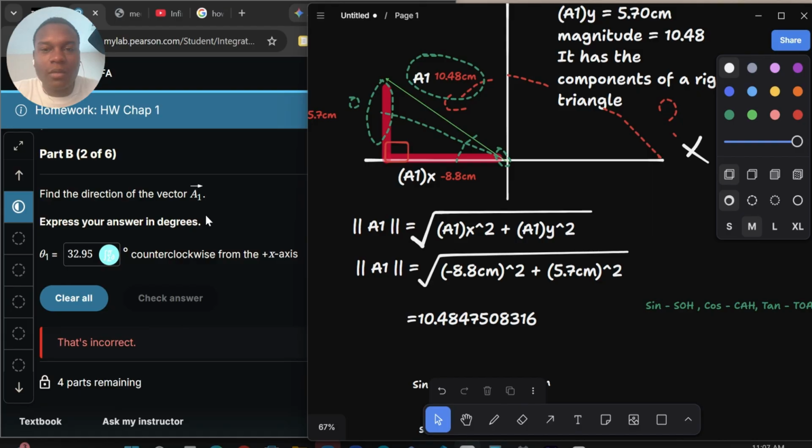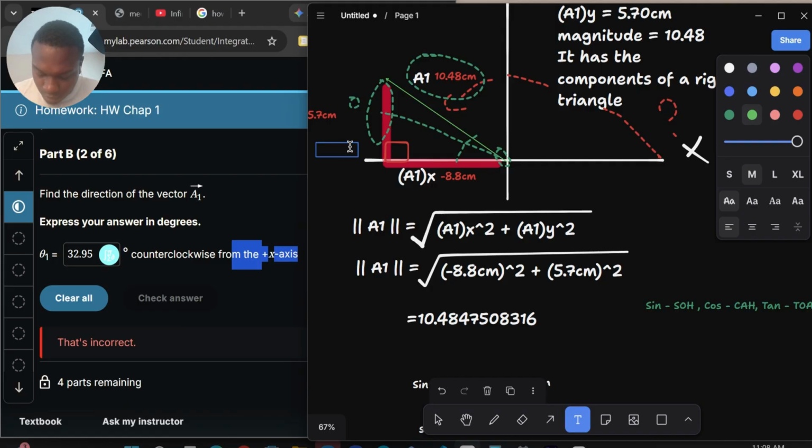Oh, man. See, guys. Counterclockwise from the x-axis. I found this angle, right? So here's what I messed up. I stopped at this angle. This is not the angle counterclockwise from the x-axis. So we're gonna go into what we did before. And I'm gonna save this number that I just got, this really big number here.